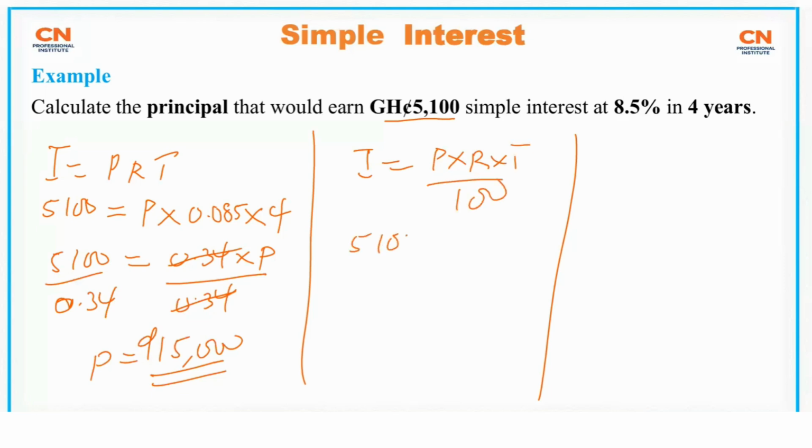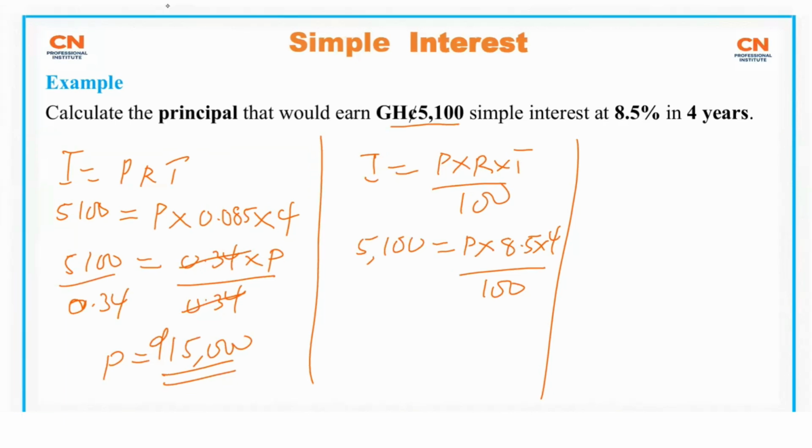The same thing: 5,100, that's the interest, is equal to P, we don't know. But here the rate, we are going to write the whole 8.5. And then the T is 4, and all divided by 100. Are you following? So if you do cross multiplication, you have 5,100 times 100, which gives us 510,000.